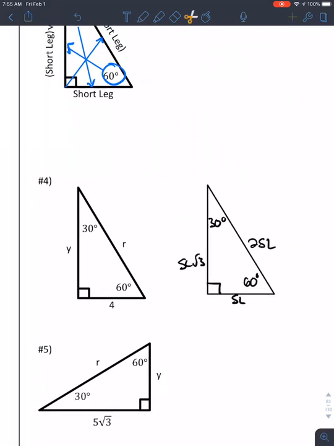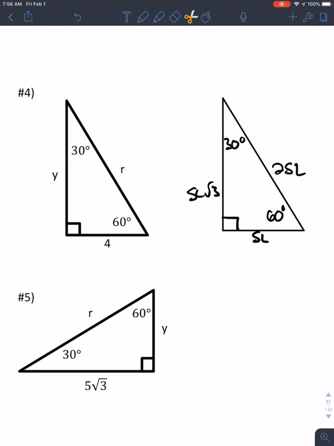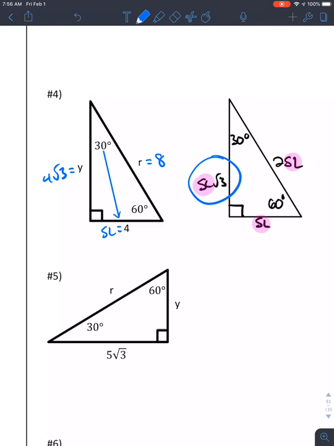All right, so let's do this next problem. I'm just going to redraw this for reference. Our goal was to figure out what the short leg is, because once we know what it is, we can plug it in here, here, and here. Opposite of 30 is the short leg, so we know right away that's 4. Opposite of 60 is the short leg times the square root of 3, so that's 4 square roots of 3. Opposite 90 is the short leg times 2. 2 times 4 is 8. Problem's finished.